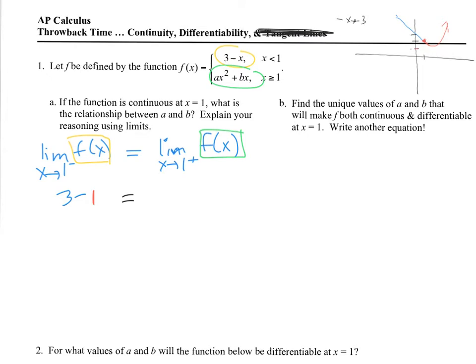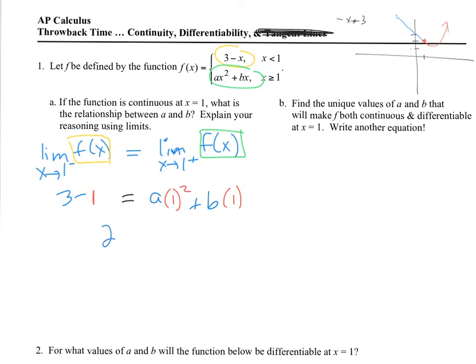3 minus 1 has to equal a x squared, but my x is 1, plus b times x, and again my x is 1. So take a look at that equation, make sure you're okay with that. And if you're good with that, then all we're going to do is tidy that up.